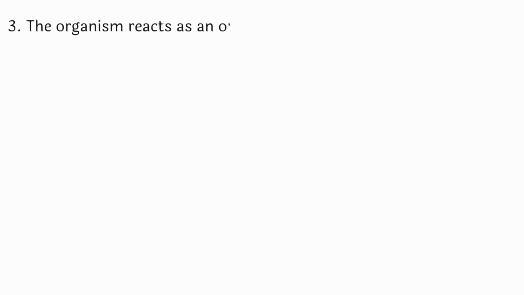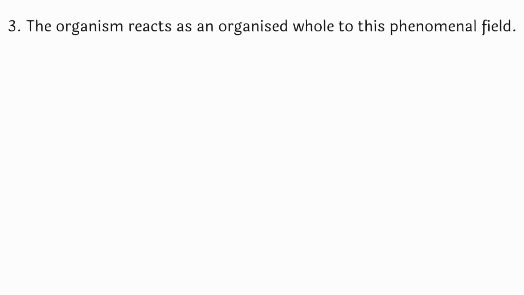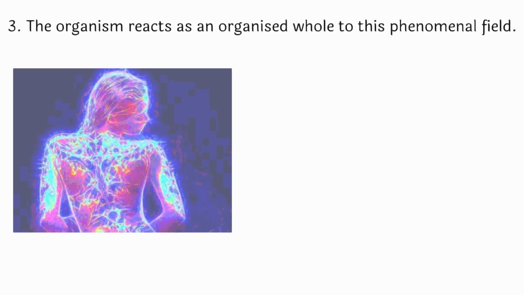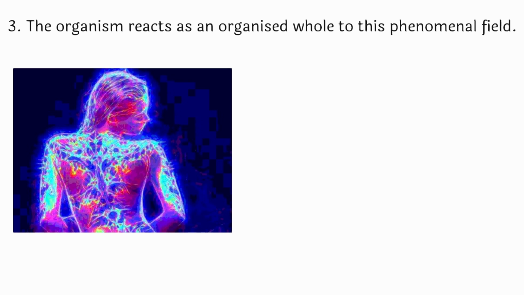Proposition 3 states the organism reacts as an organised whole to this phenomenal field. So the phenomenal field we've been looking at in Proposition 1 and 2 is reality. What Rogers is saying here is that the person reacts as a whole rather than separate parts. Now there are some interesting points in this, because this isn't to say that we might not have different responses and feelings within our organism, but what he's saying is that we experience those and react to them as a whole.